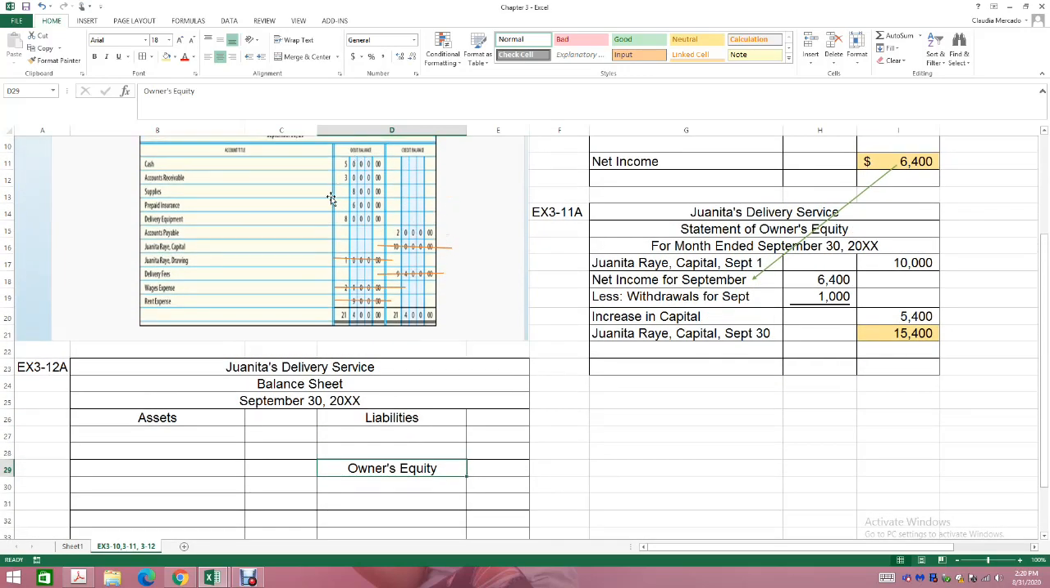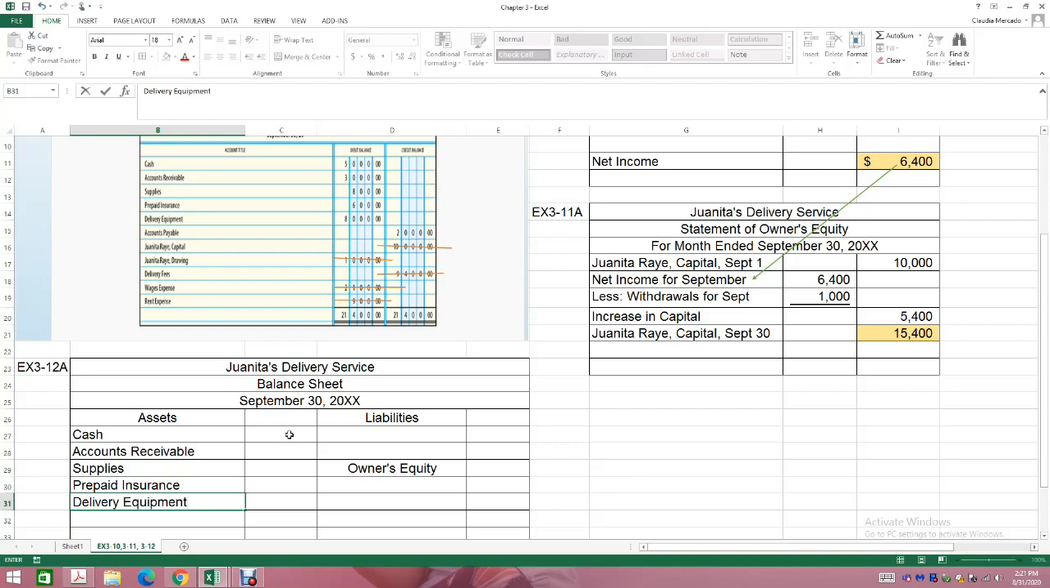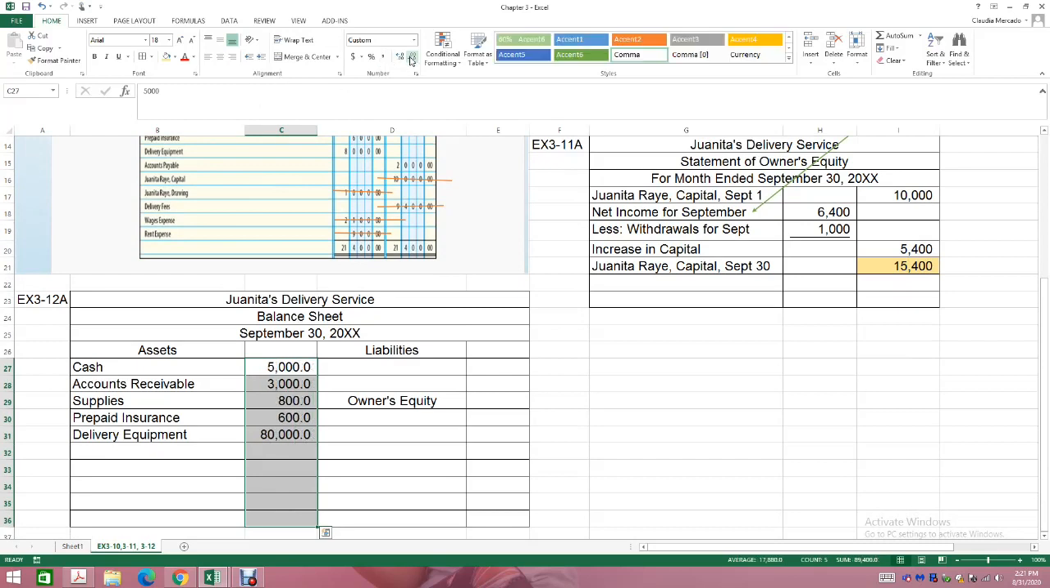Okay, so we're going to bring all of that information down over here. I'm just going to copy and paste. I have cash. I've got accounts receivable. So it's very important that by now you should be able to identify what an asset is, what a liability is, and what owner's equity is. Delivery equipment. Here we go. So that is what we have, and now I'm going to put my dollar amounts. I have $5,000 in cash. I've got $3,000 in accounts receivable, $800 in supplies, $600 in prepaid insurance, and $8,000 in equipment. Let me just put some commas so it can be a little bit cleaner.